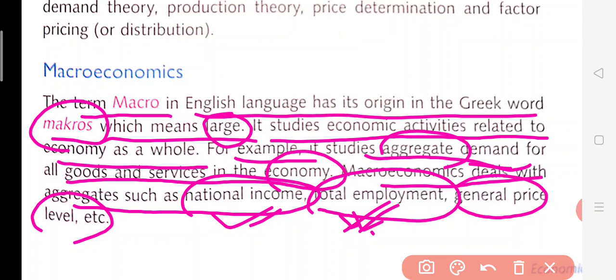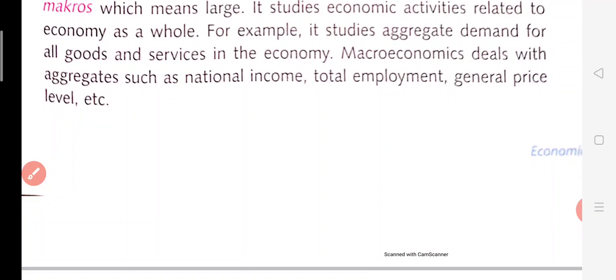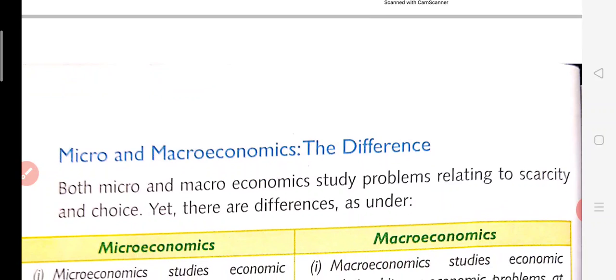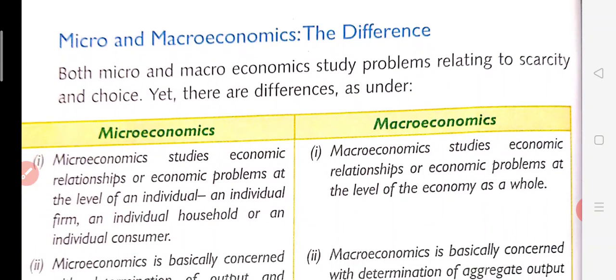But in macro we are not talking about one single person. We talk about national income, and how to maximize national income by generating more employment. All these problems are discussed under macroeconomics, and we try to find solutions for them in macroeconomics as well as in microeconomics. In 11th class you have a book for microeconomics, so you will be focusing on microeconomics.